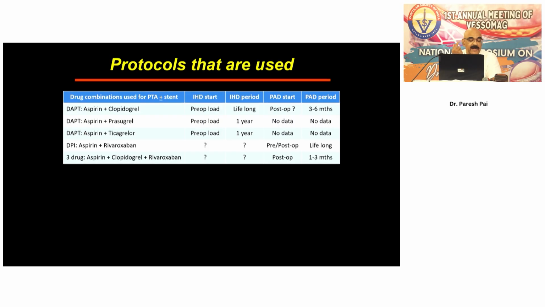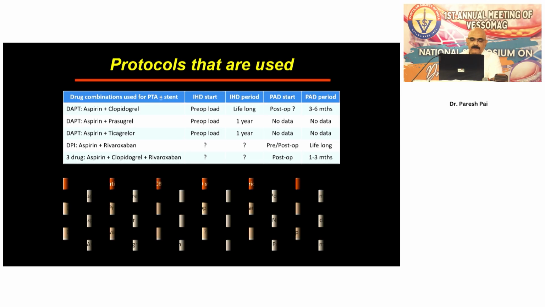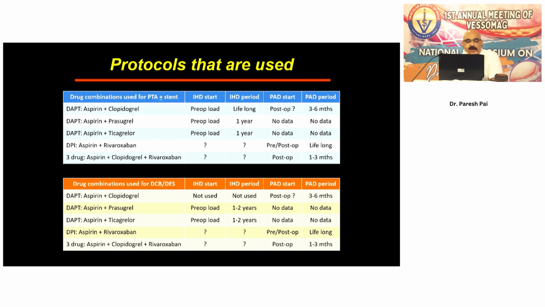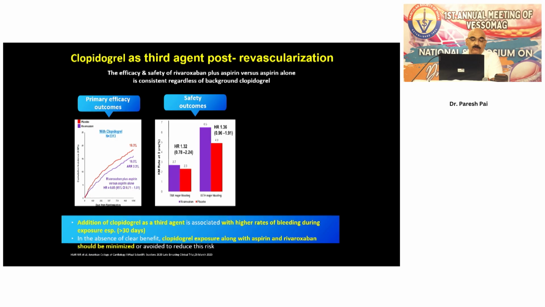What about three drugs: aspirin, clopidogrel and rivaroxaban? Again, you don't have any cardiology data for that. Many times, vascular surgeons tend to use this post-operatively. They at least start rivaroxaban maybe a few days later, when they feel that it is safe. So what about when you are using it for DCB or DES? Again, same thing. We are not really sure what the data is, but what we can use is decided based on what we have seen.